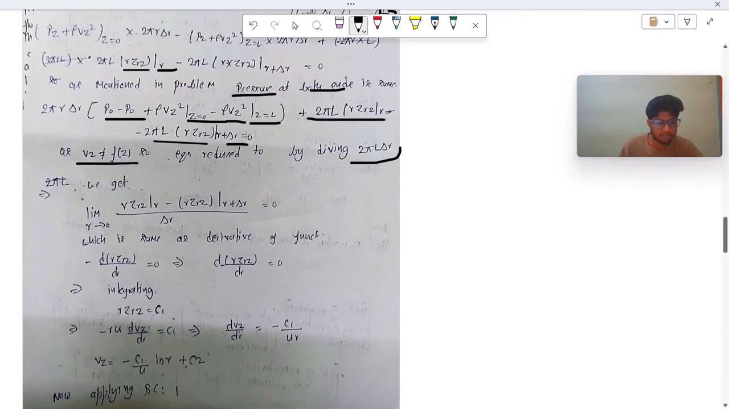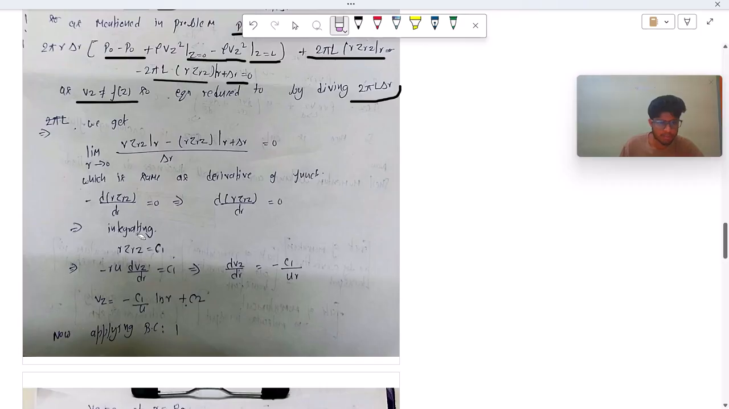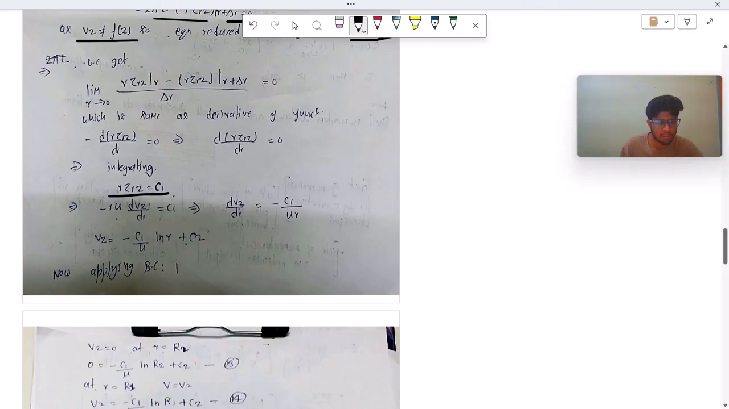When we divide, we get this equation: the limit as delta r tends to 0 of [r tau rz at r minus r tau rz at r plus delta r] upon delta r equal to 0, which is the same as the derivative of a function. So we write minus d by dr of r tau rz equal to 0. Integrating this, we get r tau rz equal to c1. Putting in the value of tau rz, which is minus mu dvz by dr, we get minus r mu dvz by dr equal to c1.